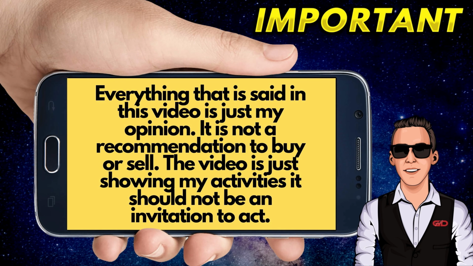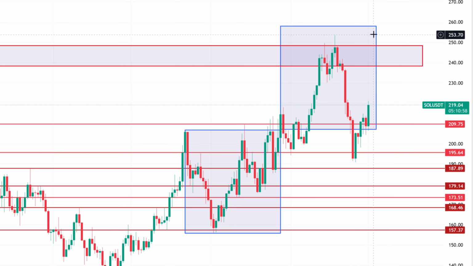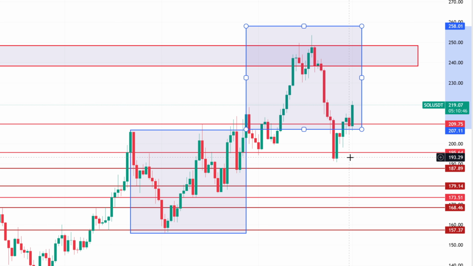Today we'll have another look into the Solana price chart as we have an update on our $258 price target. Also we want to have a look into the question if this one right here was the bottom of the correction. So I would say let's get straight into this.